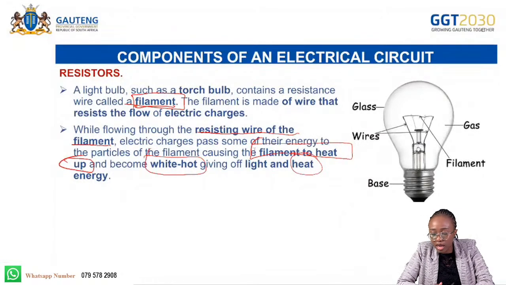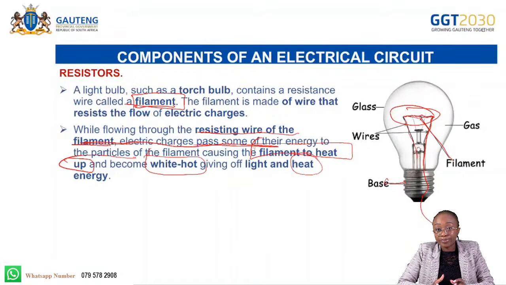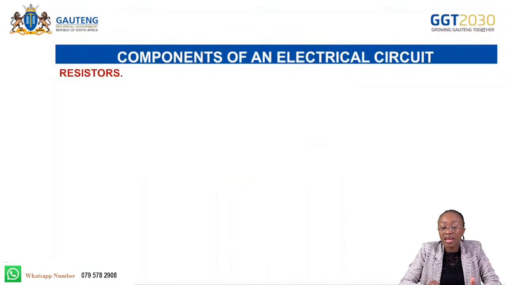So here's a picture of a light bulb. We've got the base, and then up here we've got the filament. When the electric charges come in and get to the filament, they are going to come across some resistance. As they come across some resistance, they give some of their energy to the particles of the filament, and they cause the filament to heat up. When the filament heats up, it glows. And when it glows, it gives off light and heat energy. So that is how a light bulb works.